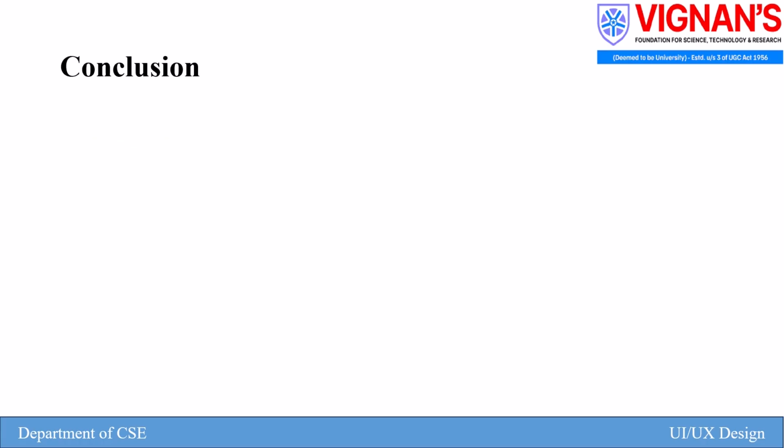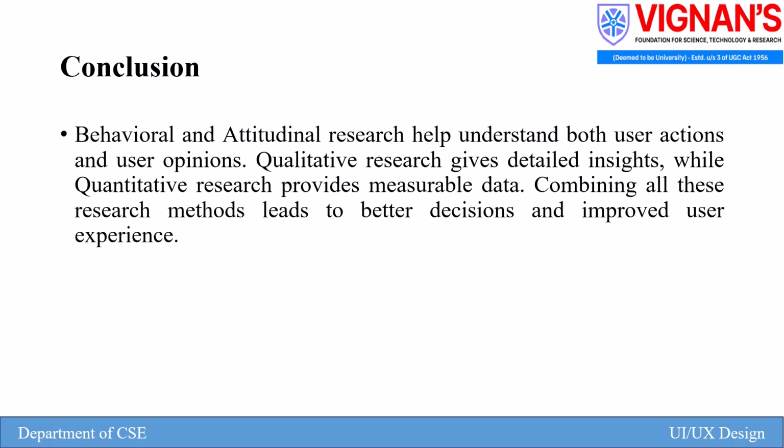Conclusion. Behavioral and attitudinal research helps to understand both user actions and user opinions, but coming to qualitative and quantitative research, qualitative research gives detailed insights, while quantitative research provides measurable data. Combining all these research methods leads to better decisions and improved user experience.